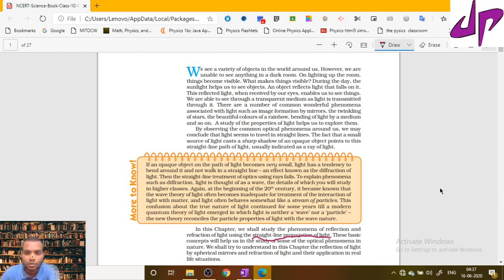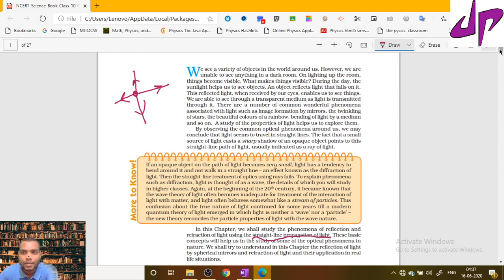That's why we represent light like this. Suppose this is a light source. From this light source we draw straight lines as arrows. These arrows represent the light rays.